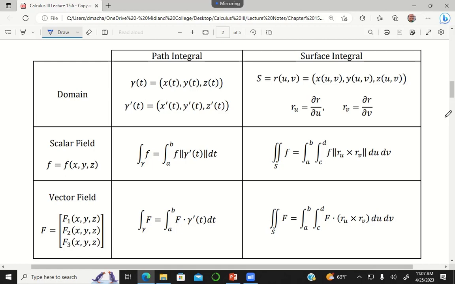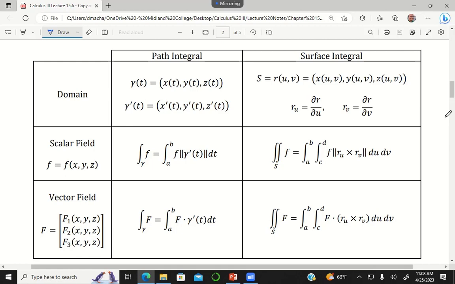When we did a path integral over a vector field, we took gamma prime of t and we just left it. We didn't take the norm, but we just left it as a 3-entry vector. So that way we did the dot product with the vector field, which was also a vector of 3 entries, dot product of vector of 3 entries, for that kind of integral.